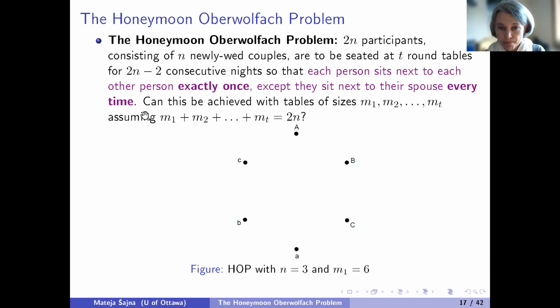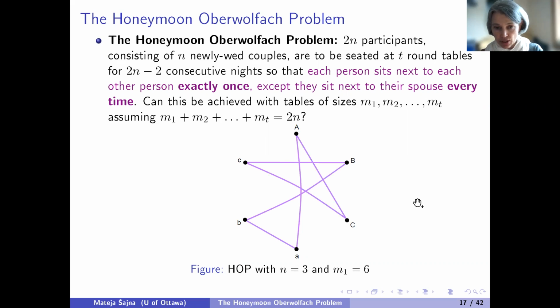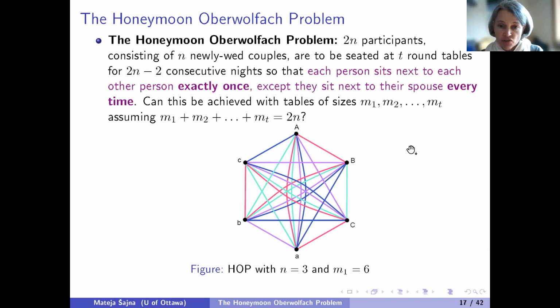Can this be done? Here's an example with three couples. So AA, BB, and CC are the three couples. And let's look at the arrangement on the first day. So this is the case with one table for 6. So we can see that the couples sit next to each other. And then some other pairs are also covered. And here will be the second night. Again, the couples sit next to each other and some other pairs are covered as well, and so on.